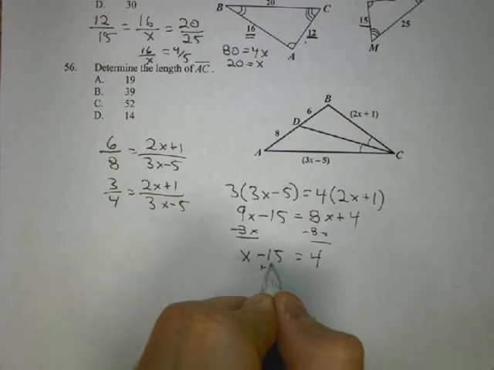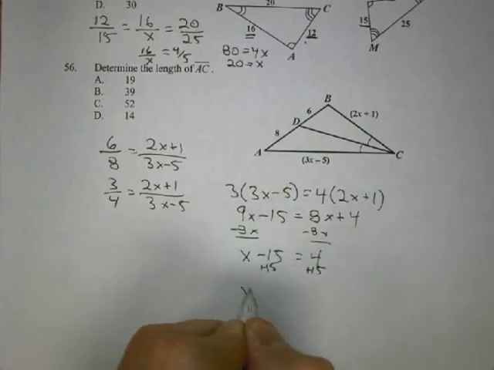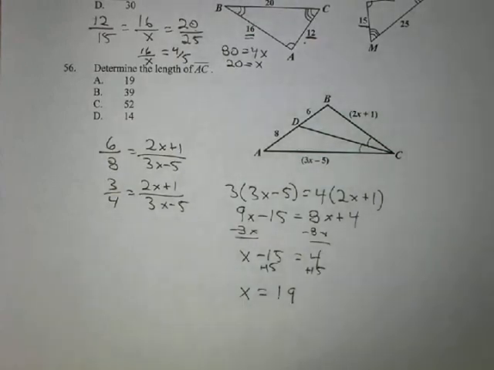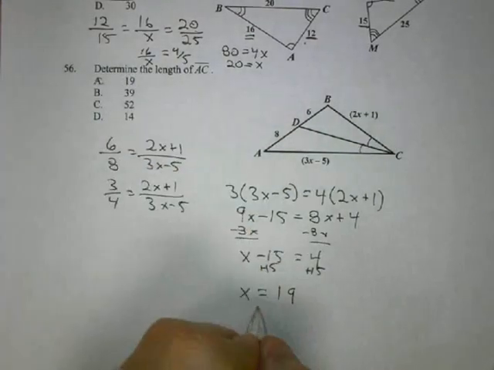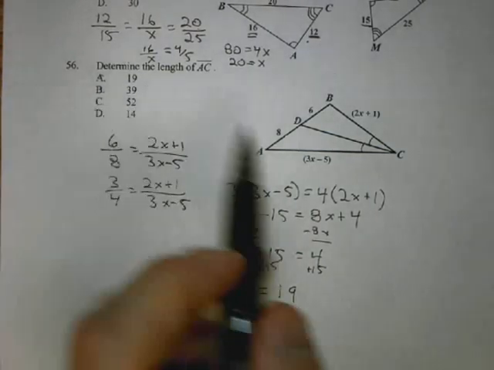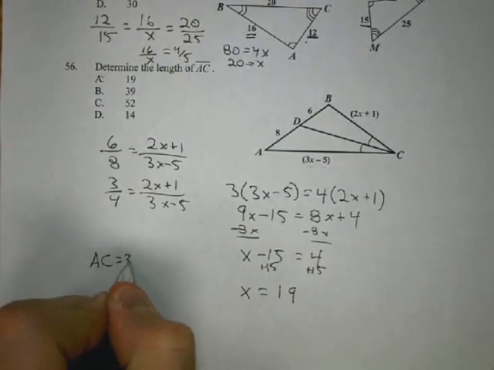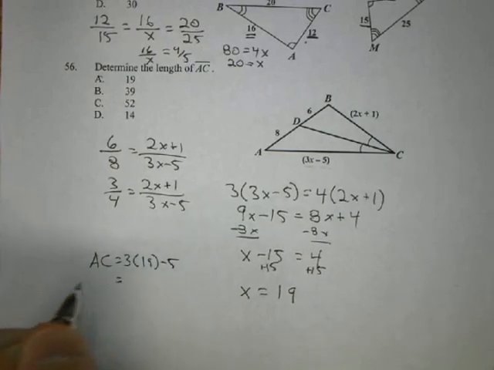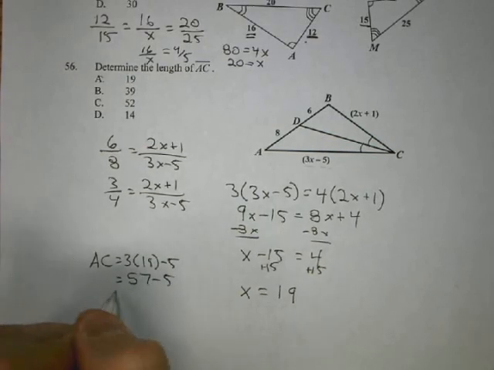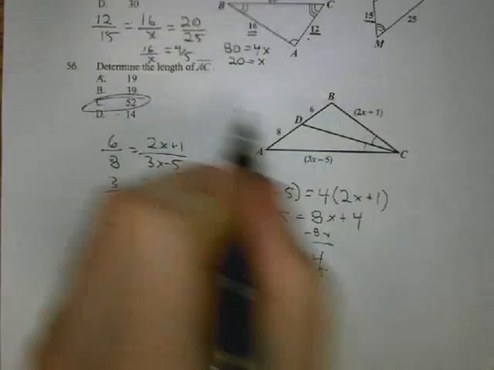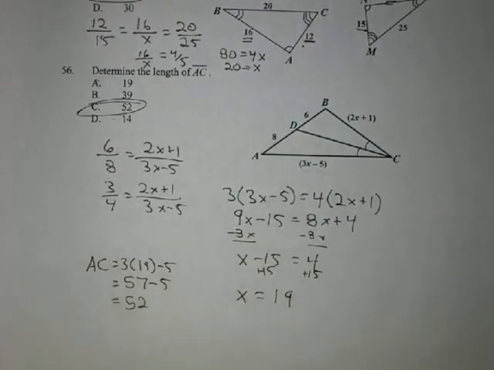From here, I can subtract 8x from both sides. I get x minus 15 equals 4. Last step, I'm going to add 15 to both sides, so x is 19. Be careful though, we almost went and circled the answer, but we need to find AC. So AC is 3 times 19 minus 5. 3 times 19 is 57. Subtract 5, we get 52. You've got to be careful there that we answer the question they're asking, not just x, but they wanted AC. Plug it in, 52 is our answer.